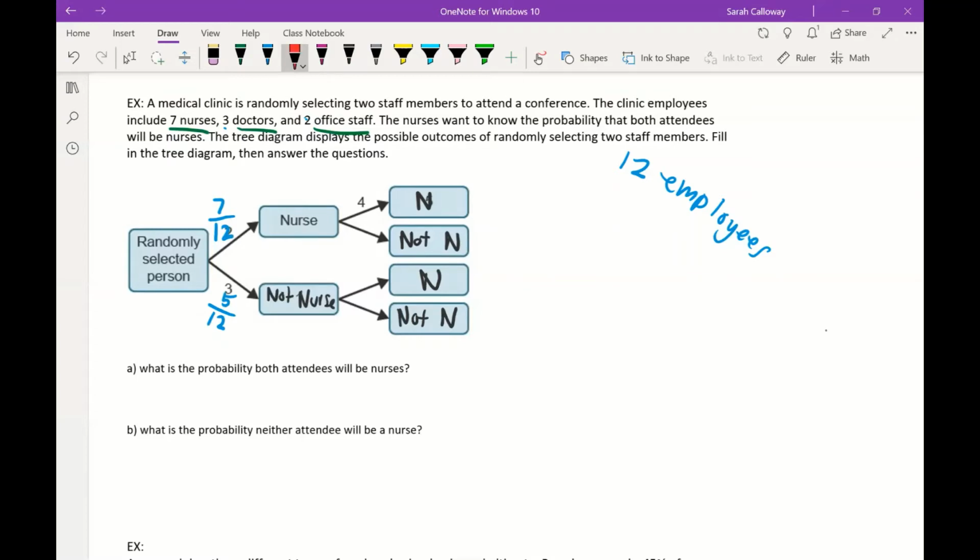So then the next branch of probabilities, so of the 7 and 12 people that we have that are nurses, 1 is chosen. So that means that there are 6 nurses left out of only 11 people. So for the second branch, because 1 person has been chosen, there's 11 people left. So since it was a nurse that was chosen, there's still 5 not nurses left over.